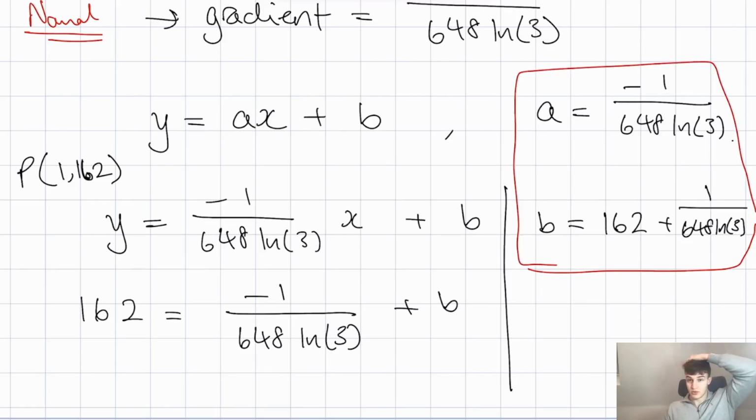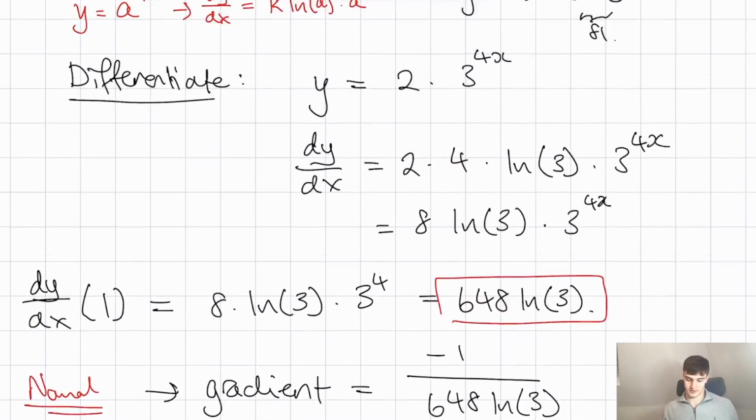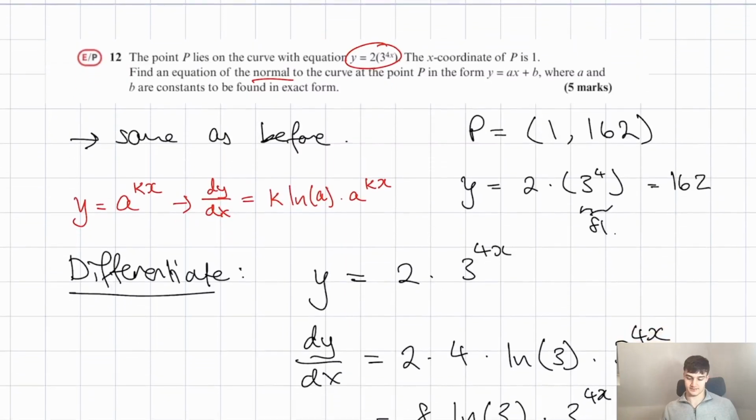But again, these are all the same question really. We're just doing the same thing over and over again. We're differentiating, we're finding the gradient, we're substituting in the point, and we're getting the answer. Is that all it wanted us to do? Yeah.